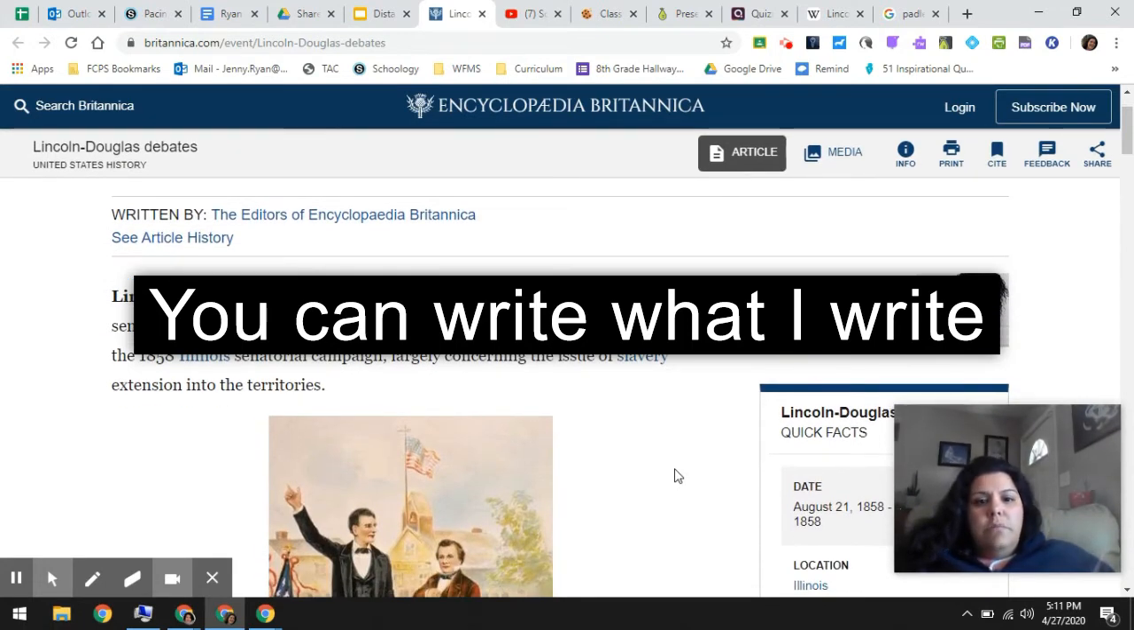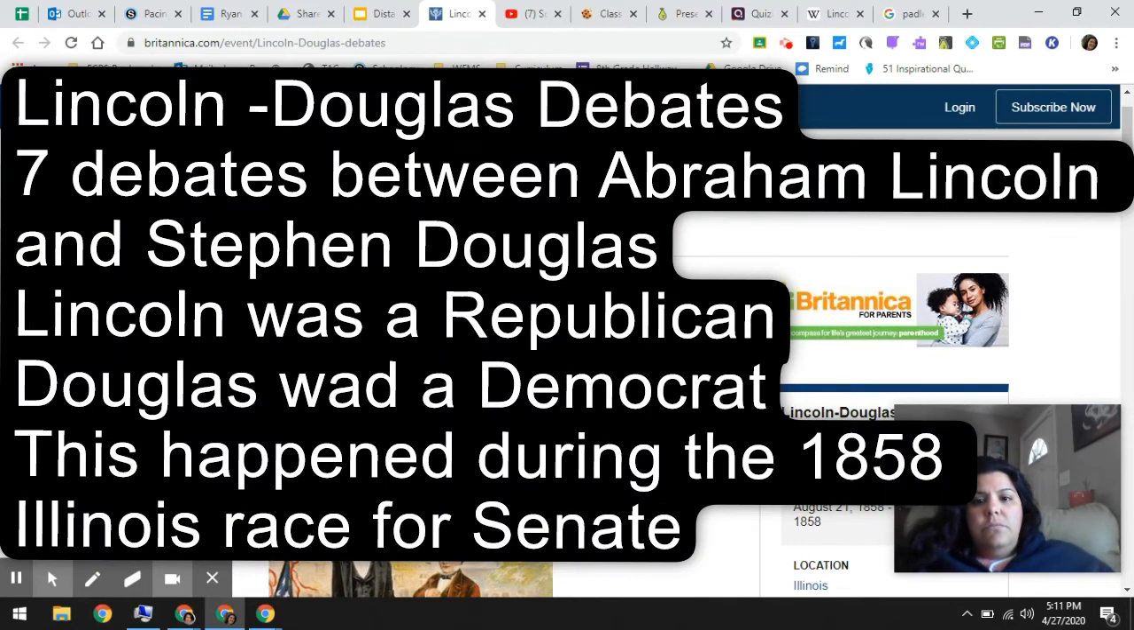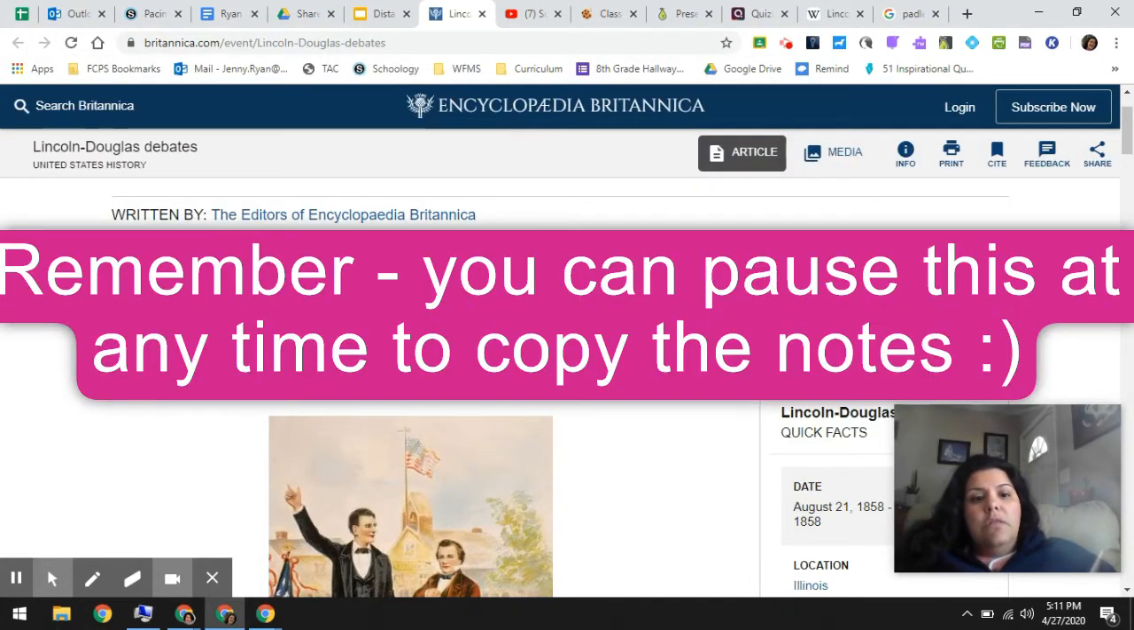The Lincoln-Douglas debates were a series of 7 debates between the Democratic Senator Stephen A. Douglas and the Republican challenger Abraham Lincoln during the 1858 Illinois senatorial campaign, largely concerning the issue of slavery extension into the territories. So what this means is that these two gentlemen, Stephen A. Douglas and Abraham Lincoln, were both running for the Senate as a representative of Illinois.